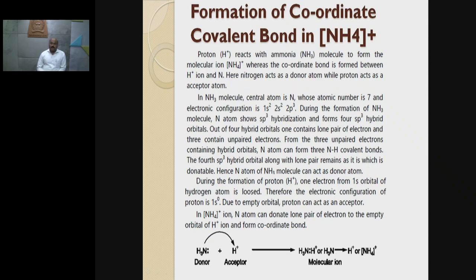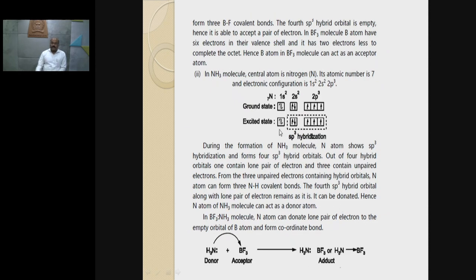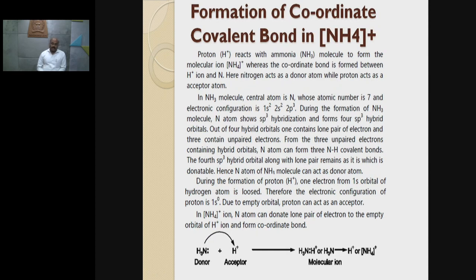Similarly, we can see another example. There is a formation of the ammonium ion. During the formation of the ammonium ion, the ammonia molecule reacts with the proton. Here, we have already seen the formation of the NH3 molecule. In the NH3 molecule, nitrogen contains one lone pair of electrons. Therefore, it can act as a donor atom. Now see the proton. During the formation of the proton, the hydrogen atom loses one electron and forms an empty 1s orbital. That means it contains an empty orbital, therefore it can easily accept the lone pair of electrons. That means the proton can act as an acceptor atom, and nitrogen can act as a donor atom.